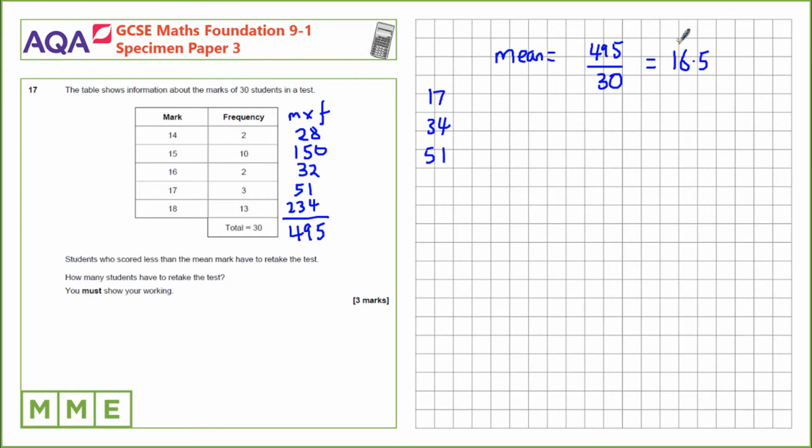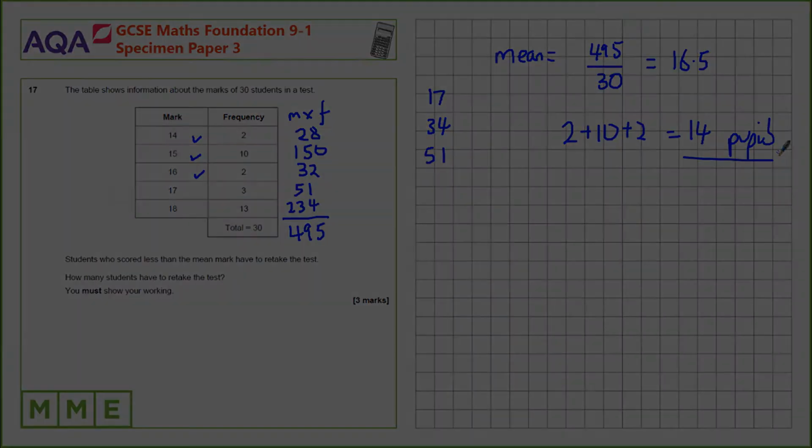So pupils who scored less than this have to retake the test. That's all the pupils that scored 14, 15 or 16. So 2 plus 10 plus 2, so 14 pupils have to retake the test.